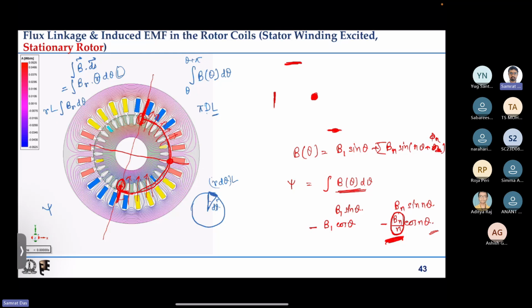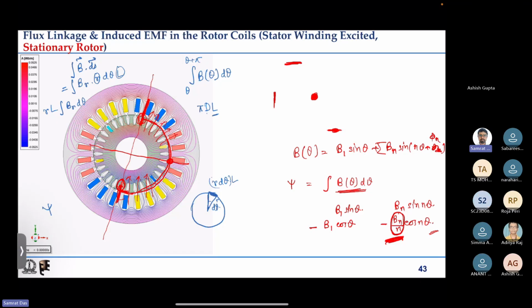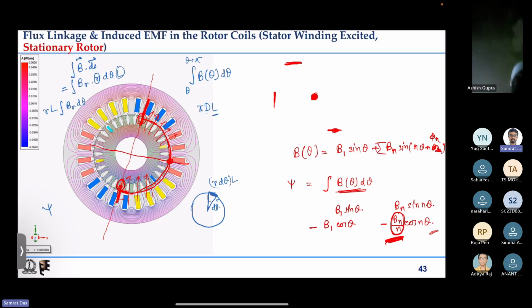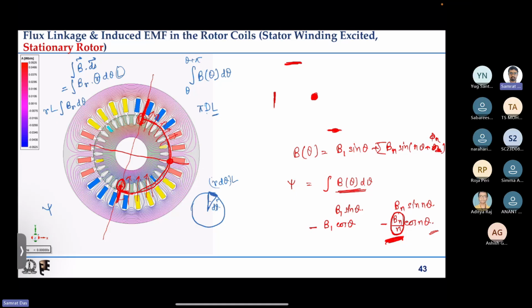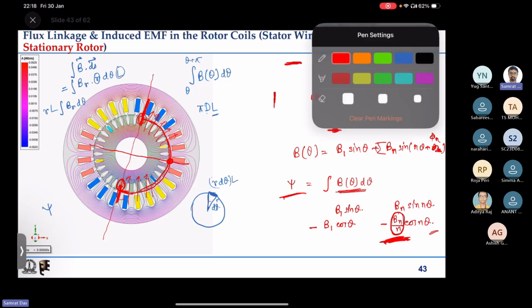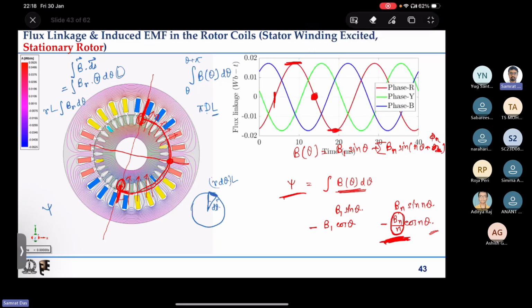That is why, if we have a reasonably high number of slots, the slot harmonic orders are pushed to higher orders like 11, 13, 17, 19, or of that order. Then whatever the small harmonic component amplitude, it gets divided by that harmonic order when we do integration. That is why the amplitudes of the harmonics in flux linkages become negligibly small, and they appear almost sinusoidal, as you can see.